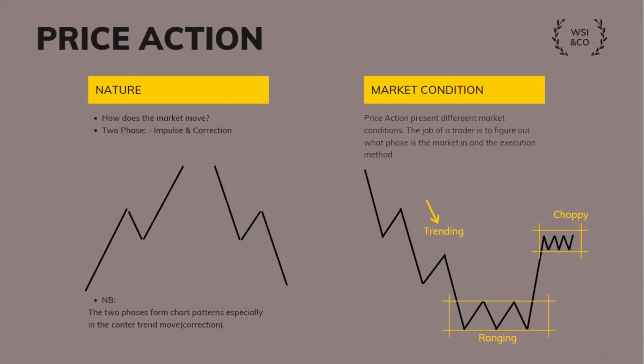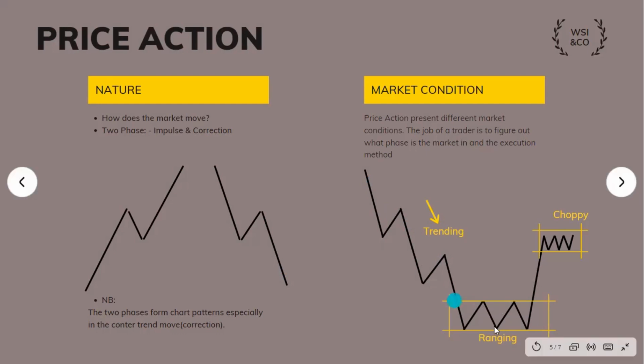And then we have market conditions. Price action presents different market conditions at different phases of the chart. So the job of every trader is to figure out what phase we are in and the right execution method. Like we've alluded to before, you won't trade all market conditions the same way. For instance, in trending markets, when it's going down you're looking for selling opportunities, and when it's going up you're looking for buying opportunities.